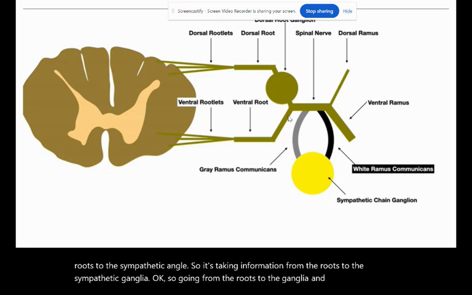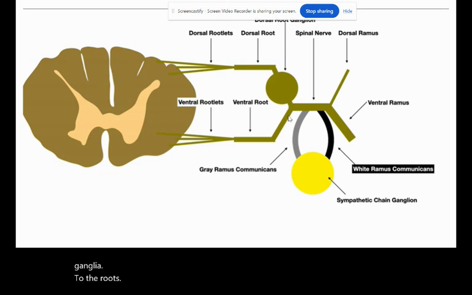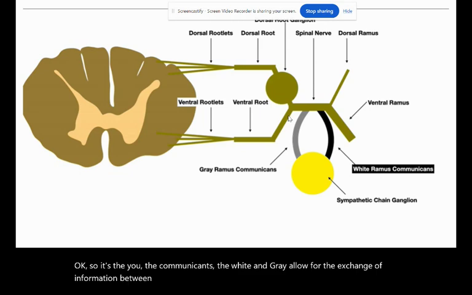And the gray one, the gray ramus communicans, goes the other way. It takes the information from the ganglia to the roots. So the white and gray communicans allow for the exchange of information between the rootlets, the ventral ramus, and the sympathetic chain. Okay, so that's what that is. Something I've always been very confused about.